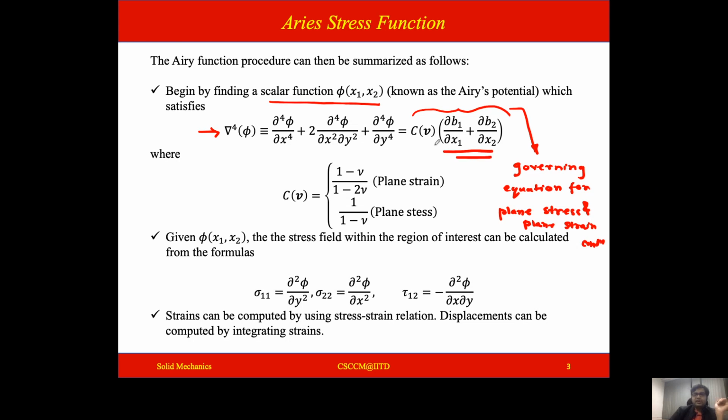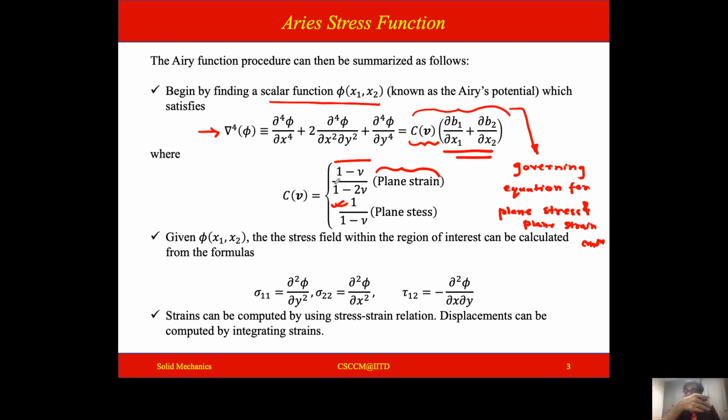And now you see when it is in a plane stress condition, this constant term will become 1 by 1 minus mu, and when it is in a plane strain condition, this will become 1 minus mu by 1 minus 2 nu. So this 1 minus 2 nu was also there in the expression of the stress strain relation. So there is a relation, and we will come to that relation in a little while. So for now, let us say we have this equation, and that is a fourth order equation. Let's assume only this part, and I will come back to that.